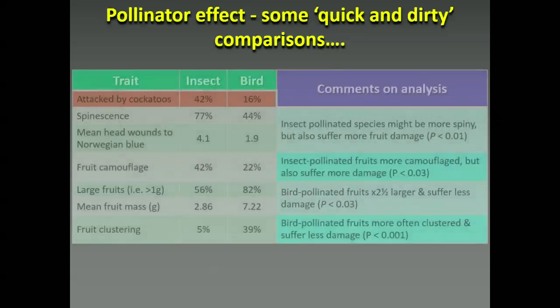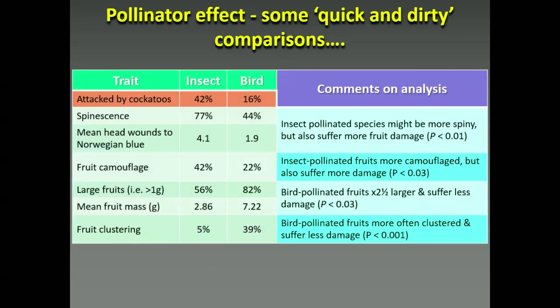So, very quickly, some quick and dirty comparisons. It's pretty self-evident, really. Insect-pollinated species tended to be much more heavily attacked than bird-pollinated species. And that's despite the fact they have much higher levels of spinescence, and also that they're inflicting more head wounds to our pretend parrot. And fruit camouflage has no effect really whatsoever in defending insect-pollinated species. Bird-pollinated species are, as you see there, 82% of them are producing very large fruits, greater than 1 gram in size. So they're much larger, they're much heavier, and also they tend to be clustered more frequently.